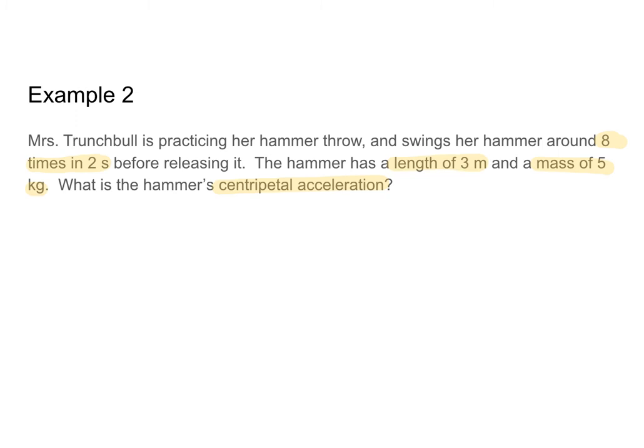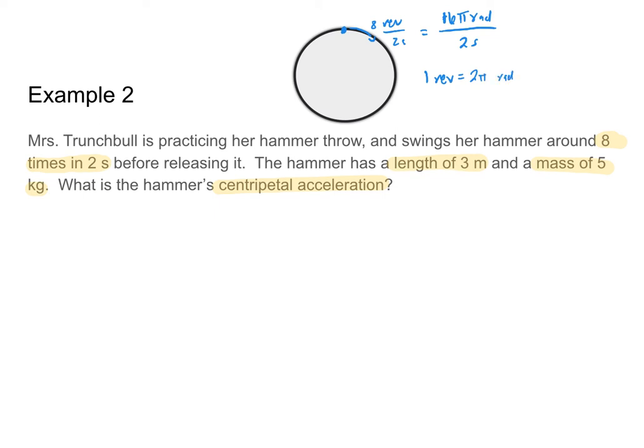So we know that Miss Trunchbull is swinging this hammer around. Let's go ahead and make this a little bit bigger. She is swinging her hammer around, and that hammer makes 8 revolutions in 2 seconds. So that means it's going through 16 pi radians in 2 seconds. And I know this because 1 revolution is equal to 2 pi radians, just by definition, how we define the radian. I also know that my hammer has a length of 3 meters, so that will be my radius r.